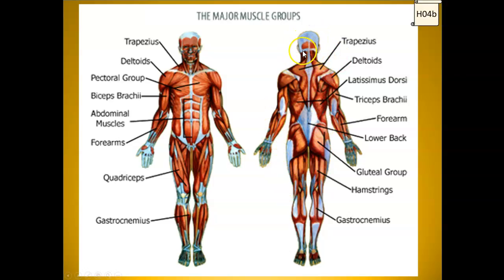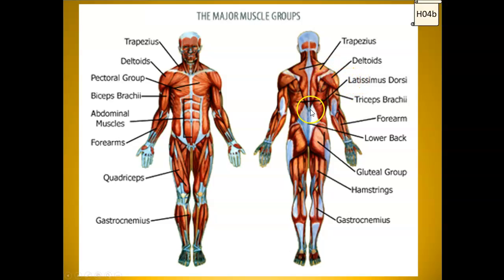Now we flip around and look at the back side of the body. So now we're looking at the back of the head. You can see that trapezius there. Think of a trapezoid shape. This extends from the middle of your back up to your scapula, your shoulder blades, towards your shoulders, and then up to the back of your neck. So the trapezius is this trapezoid shape here. Again, that's your deltoids, that triangle that comes down.